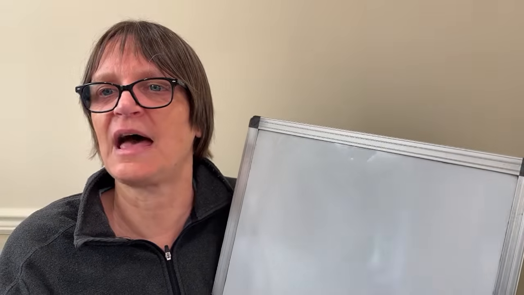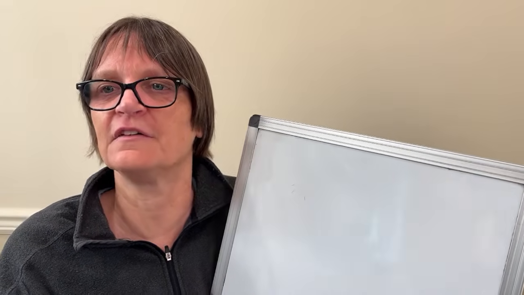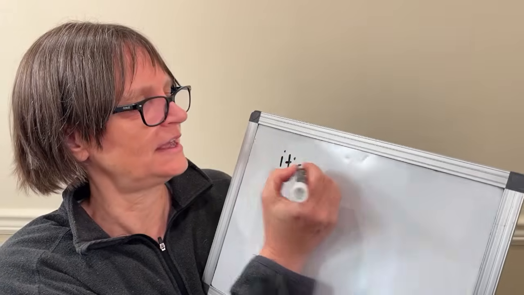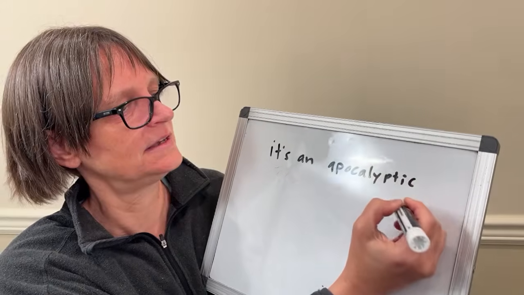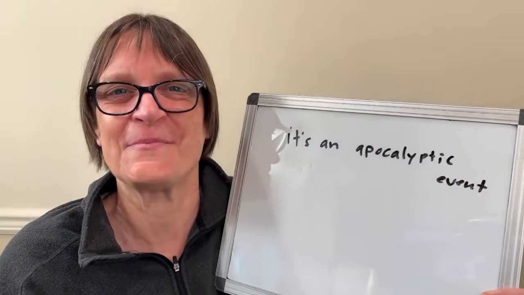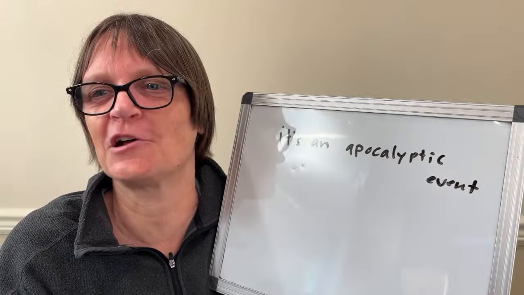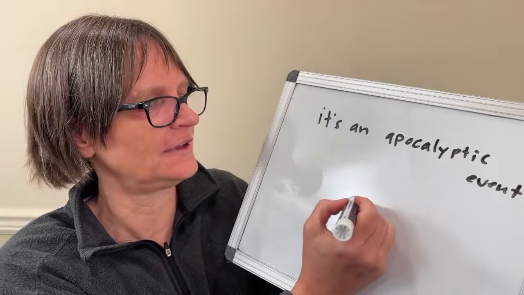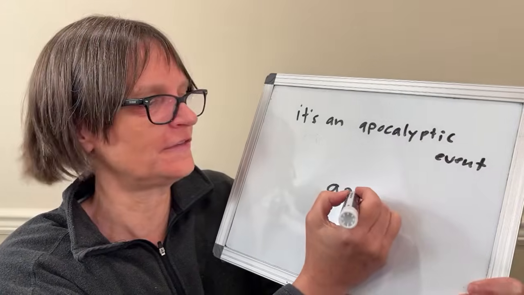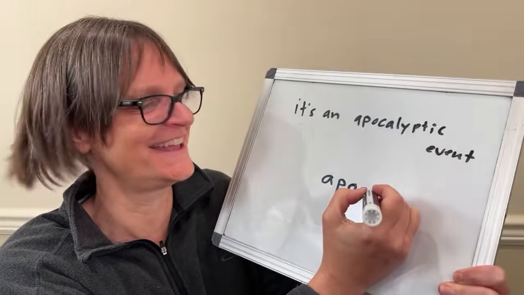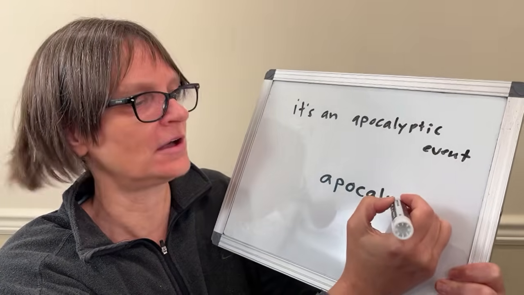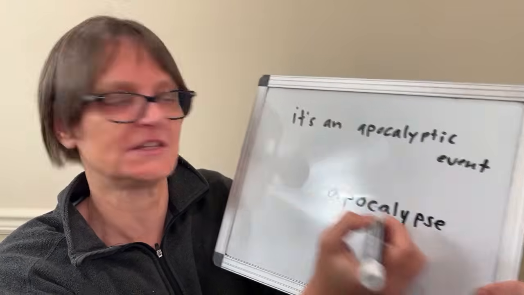Good. We have a question about how to say it's an apocalyptic event. Yeah, people have been searching for apocalypse and apocalyptic and a few other kind of gloomy words lately. So I don't know what that says about the current state of the world, but I guess we want to know how to say it. So let's see, apocalypse. So your other phrase was, it's an apocalypse.